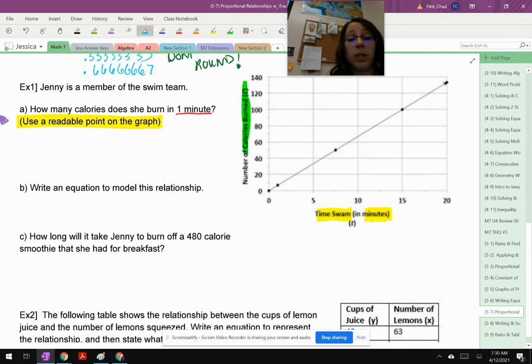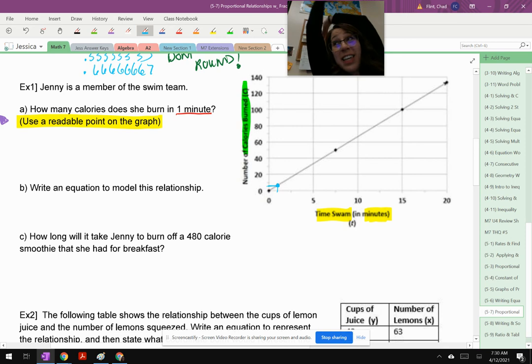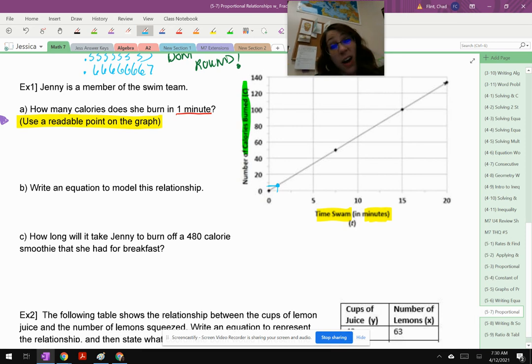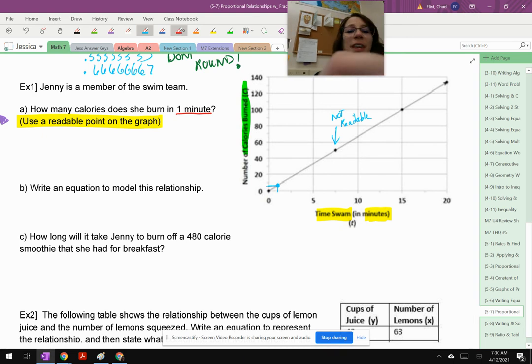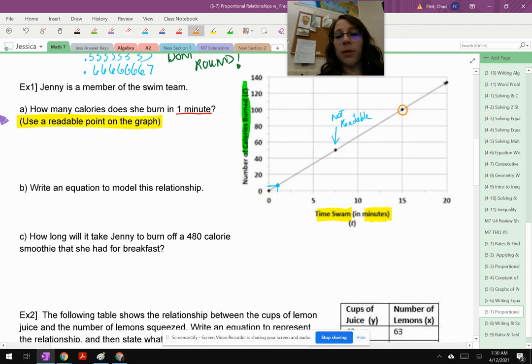The reason we have to use a readable point is because I don't know exactly where 1 is here. Let's say that maybe this dot right here is, but I can't tell exactly what value that is on the y-axis. So anything we would say would be a guess, and that's not 100% accurate, and we don't guess in math, we figure it out. So readable point, where's one of these points not readable? Not readable. Not readable. But this one's readable, peeps.